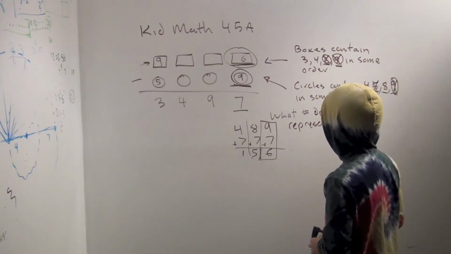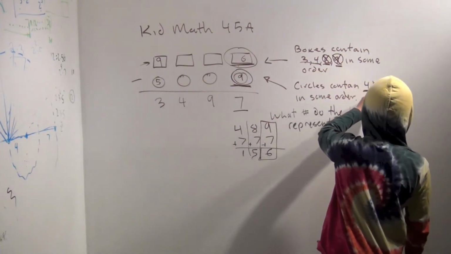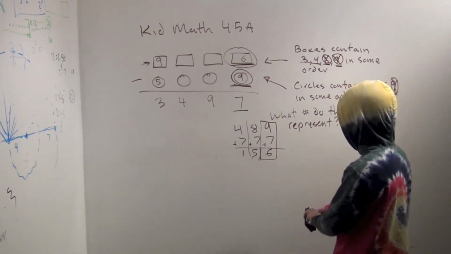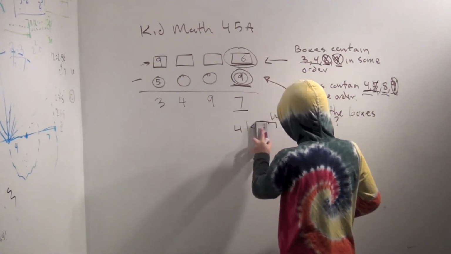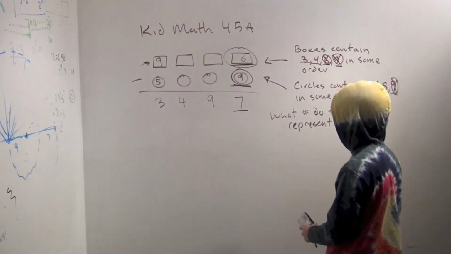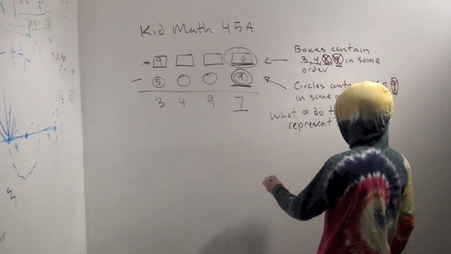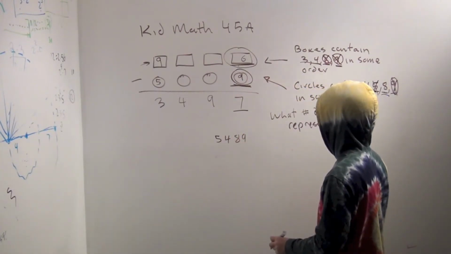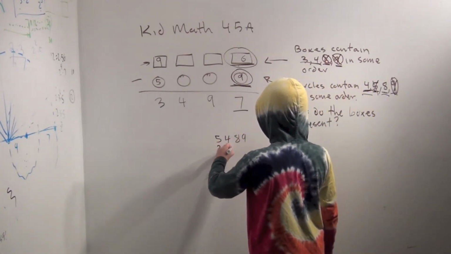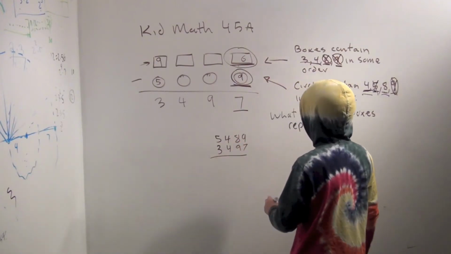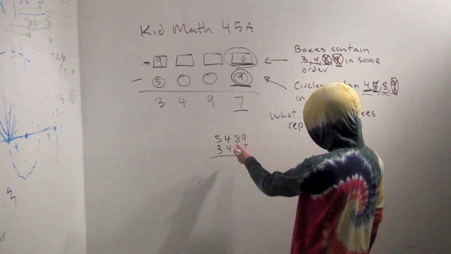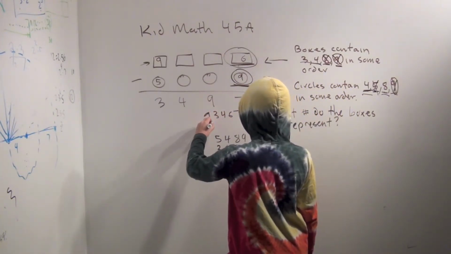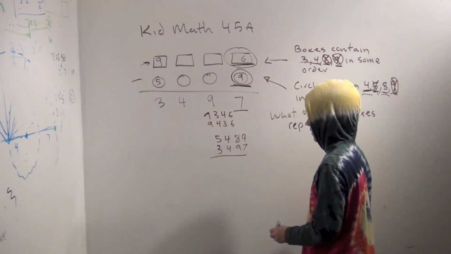So now we have two digits left in each: 3, 4, and 4, 8. We can use the same trick as the last digit. We have 5, 4, 8, 9, let's say, plus 3,497 is going to equal, well, we're hoping it's going to equal 9,346 or 9,436. Let's check.